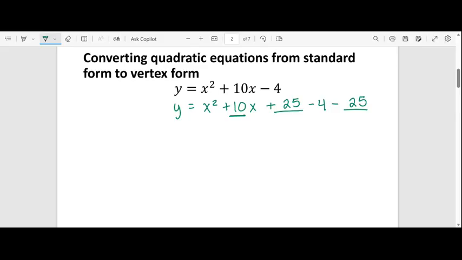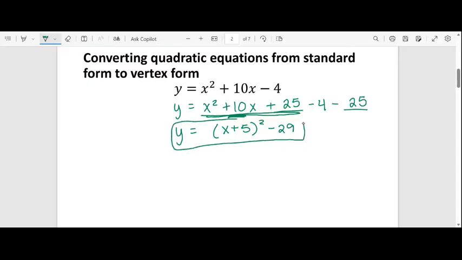Now I can replace my first three terms, my x squared plus 10x plus 25, that trinomial, with a factorization of it, right? So I can say y equals, this would be x plus 5 squared. Remember, that's half of 10 is the 5. That is my first three terms. I would still have negative 4 minus 25 left over, which would add together to give me a negative 29. So my vertex form of this equation is x plus 5 squared minus 29.